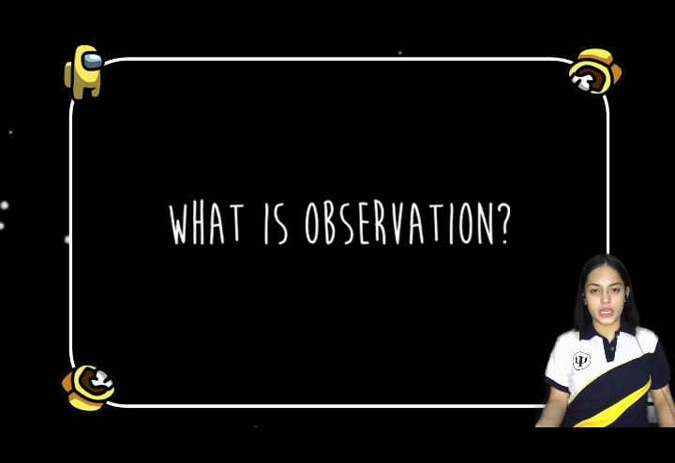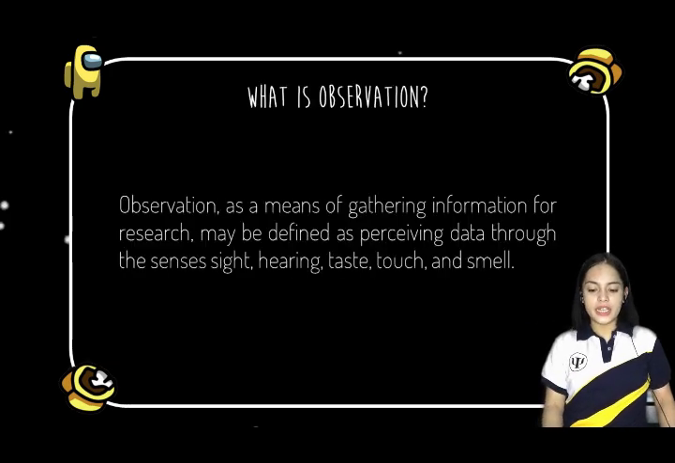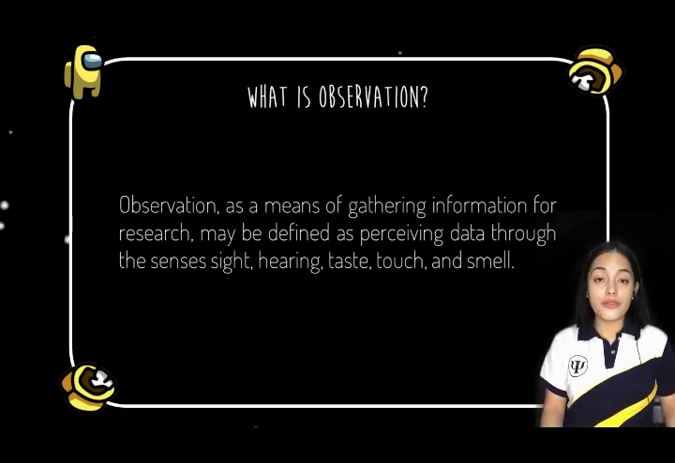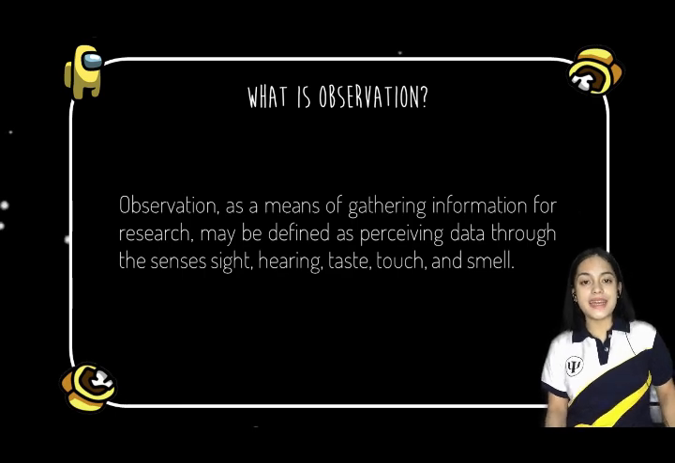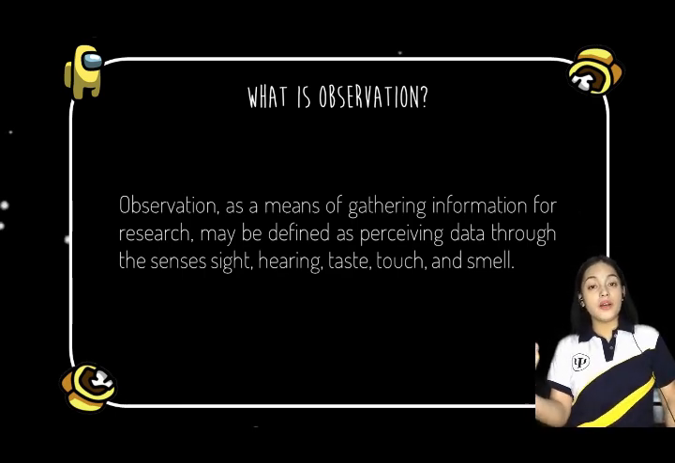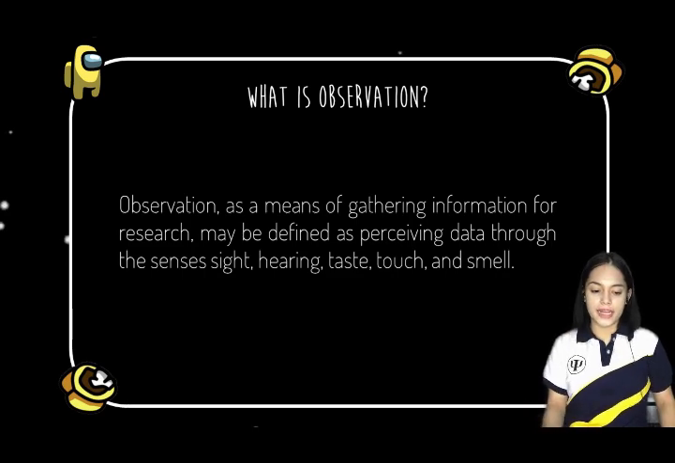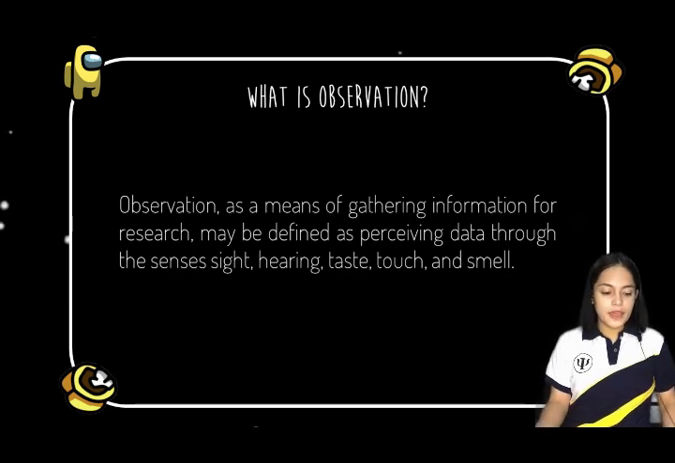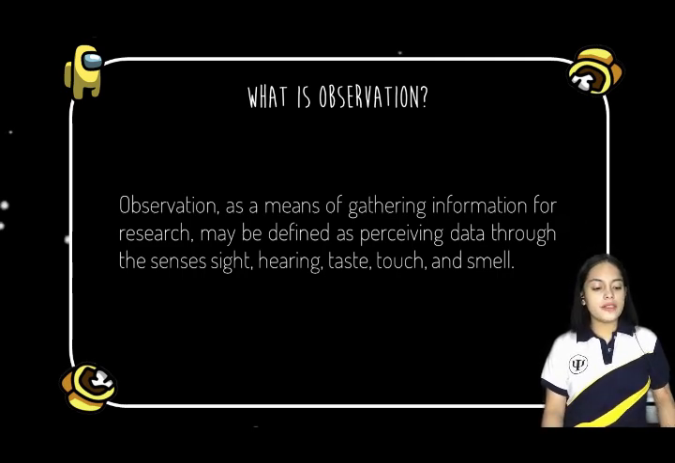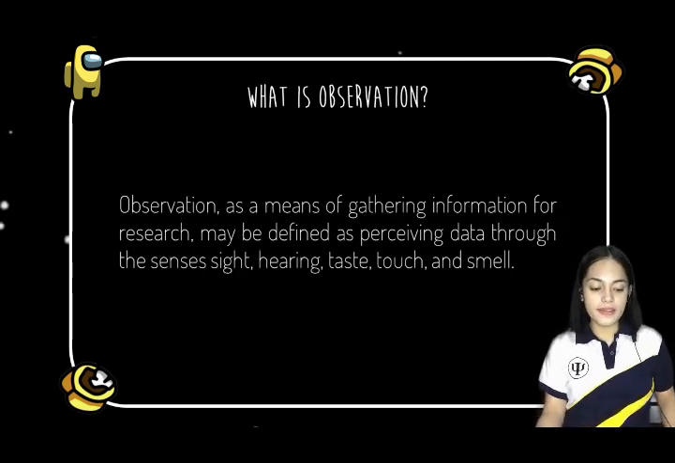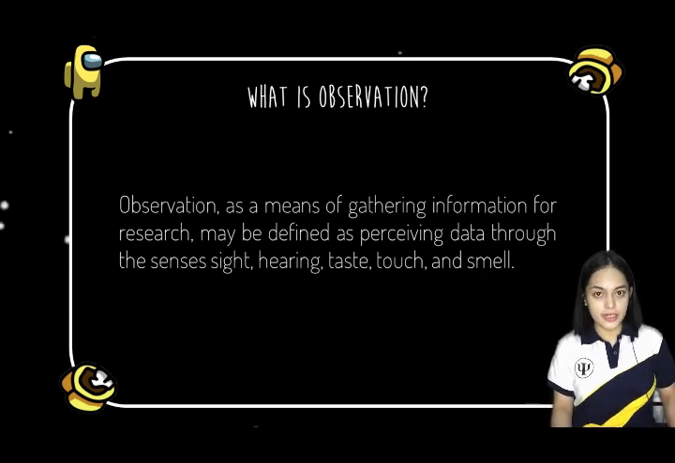So what is observation? According to the book, observation as a means of gathering information for research may be defined as perceiving data through the senses, which are sense of sight, hearing, taste, touch, and smell. So the most commonly used sense is the sense of sight, obviously because we observe using our eyes. So observation is one of the methods for collecting research data. It involves watching a participant and recording relevant behavior for later analysis. So the observation method has the advantage of providing direct evidence of the phenomenon that is being studied.